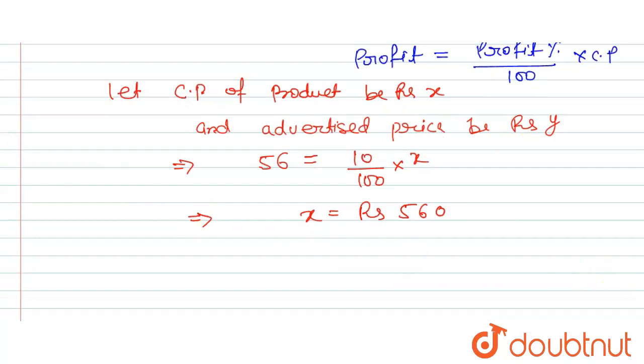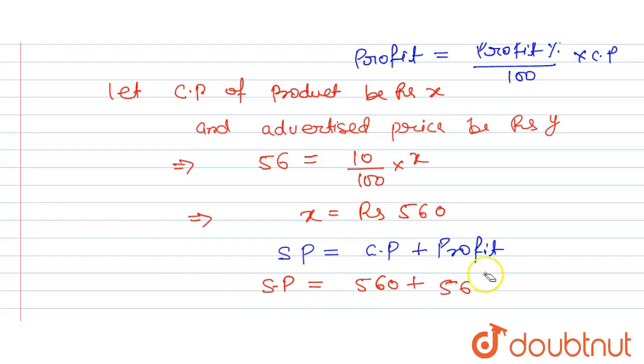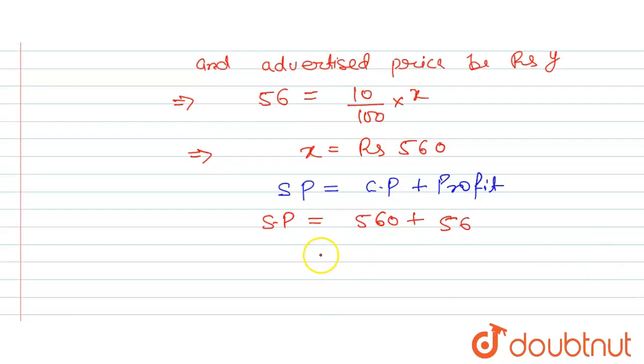Also we have a relation between CP, SP and profit. SP, the selling price, is equal to CP plus profit. Here we have CP and profit also, so we will calculate SP from this formula. CP we have already, 560, and profit, that is 56, is given in the question. Now this will be equal to rupees 616. So this is the selling price.